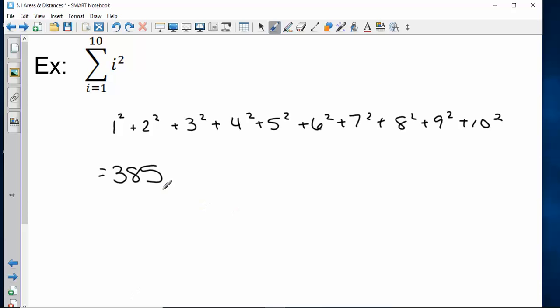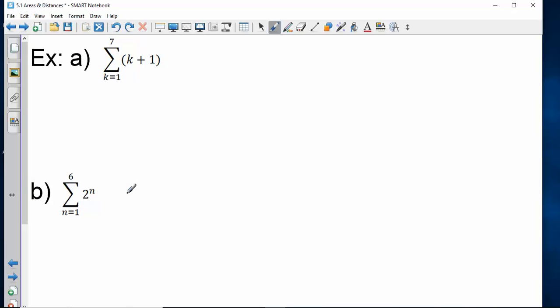So I put a few more on here, just practicing adding these things up. So the sum from 1 to 7 of k plus 1. What would be the first number we actually add? 1 plus 1 is 2. Then you plug in a 2, which will give you a 3. Plug in a 3. What would be the last one? Right, because if you plug in a 7, 7 plus 1 is 8. So if you add those up, you get 35.